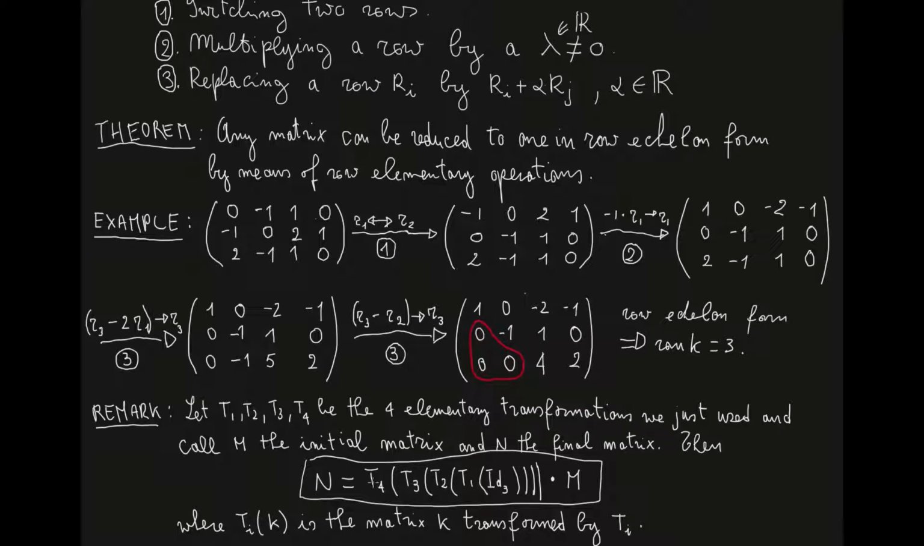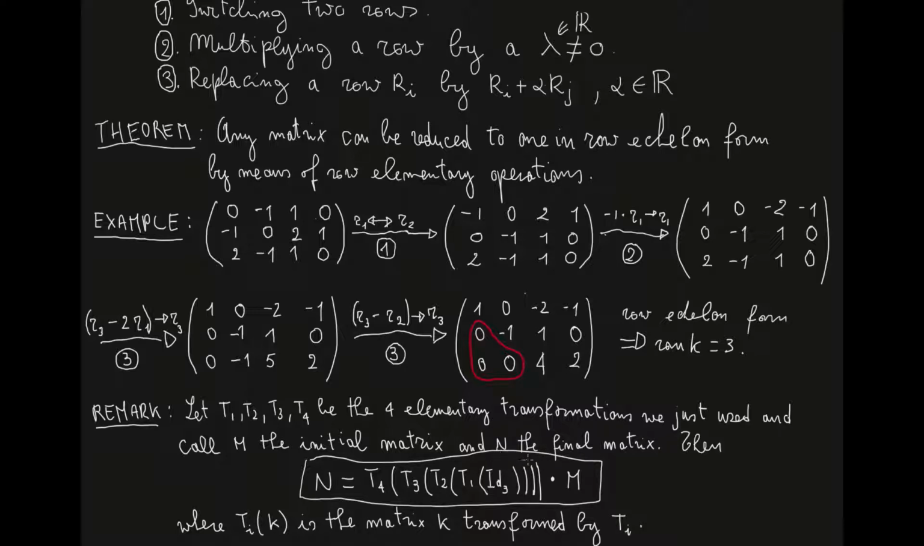So the final matrix can be obtained from M also through the following procedure. We take the identity matrix 3 by 3, which is denoted as ID3, and we apply to that matrix in the same order the same four elementary operations. So first T1 applied to ID3 is denoted as T1, and then between the braces the matrix ID3, and then to that we apply T2, which is this, and then we apply T3, which is this, and then we apply T4, which is this.